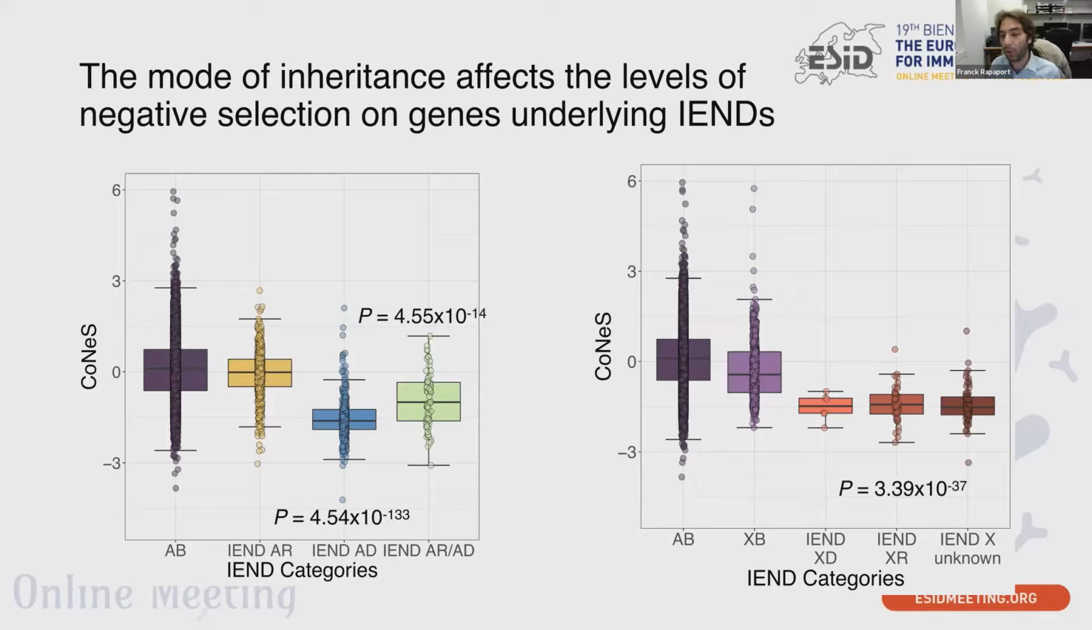On the X chromosome, there's virtually no difference between the genes that underlie X dominant and the genes that underlie X recessive forms of the disease. But taken together, all the X-linked forms of the disease are under significantly more pressure than the random background genes on chromosome X.